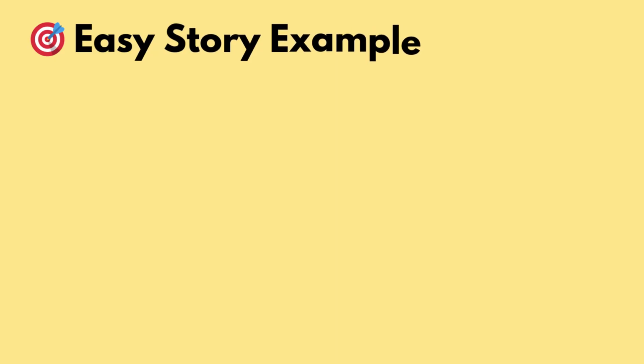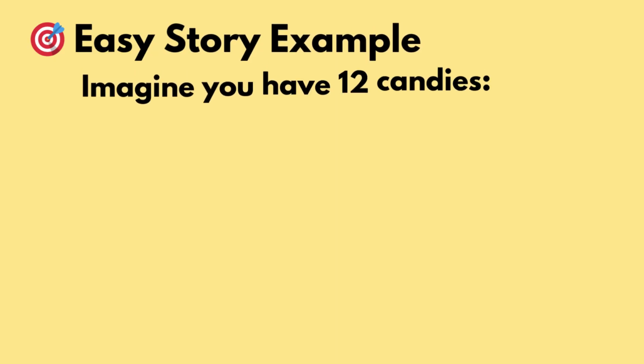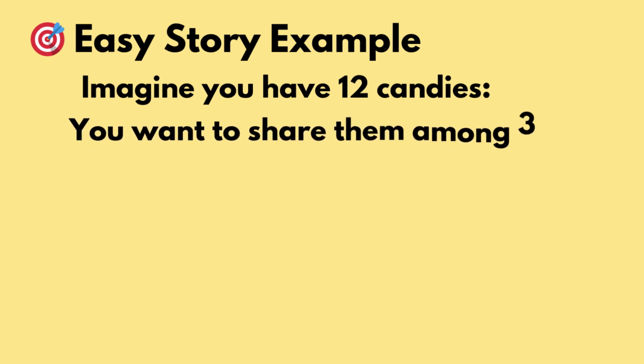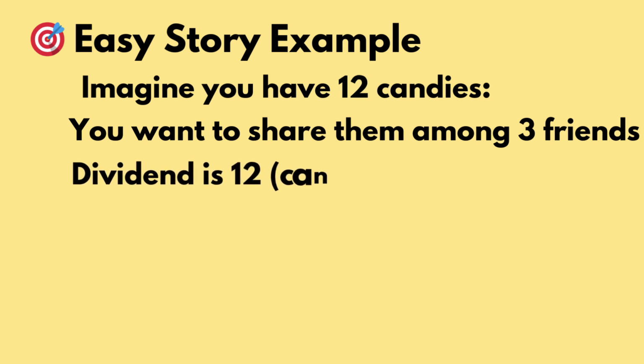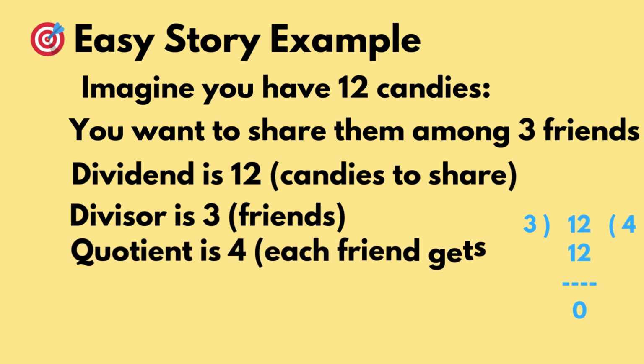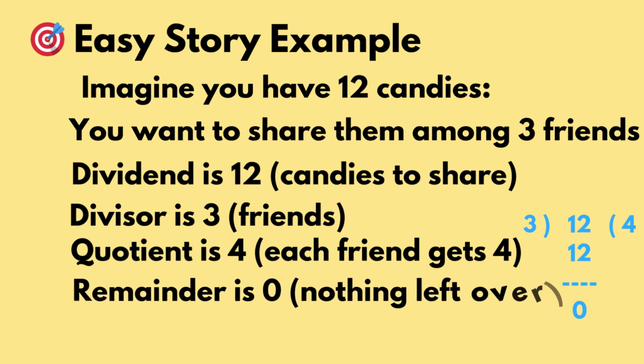Easy story example. Imagine you have 12 candies. You want to share them among 3 friends. Dividend is 12 candies to share. Divisor is 3 friends. Coefficient is 4. Each friend gets 4. Remainder is 0. Nothing left over.